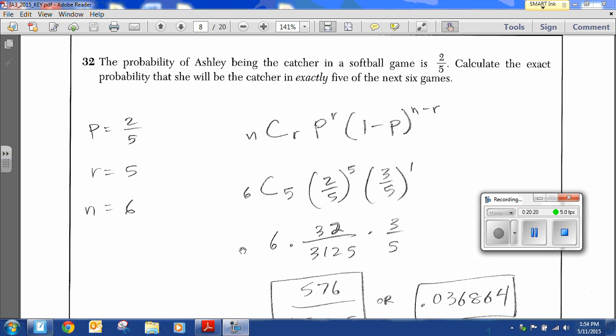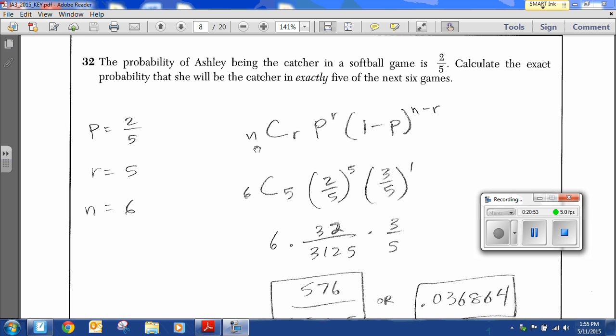Number 32, the probability of actually being the catcher in a softball game is 2/5. Therefore, P, the probability, gets 2/5. Calculate the exact probability that she will be the catcher in exactly 5 of the next 6 games. So N is going to be 6, and R, which is the number of successes, is 5. So we have number of successes and number of trials. So we must memorize this formula: nCr, P to the R power times 1 minus P to the N minus R power.